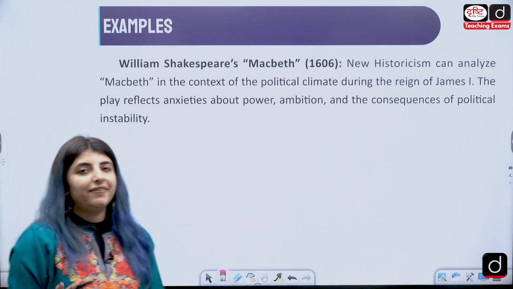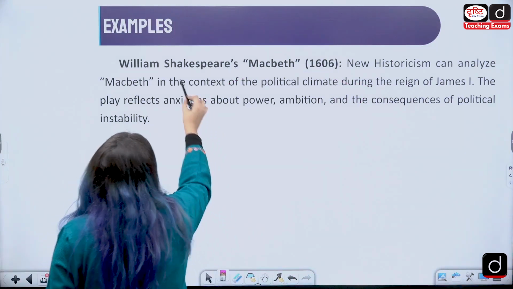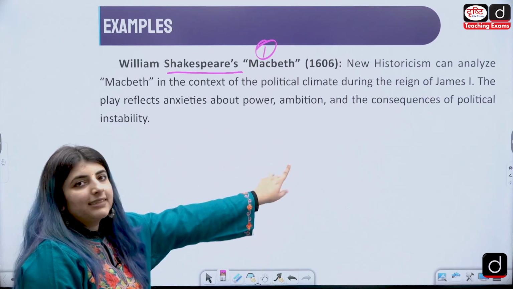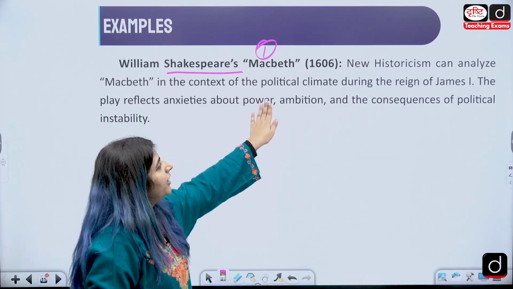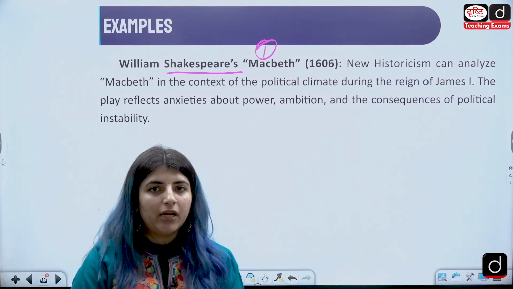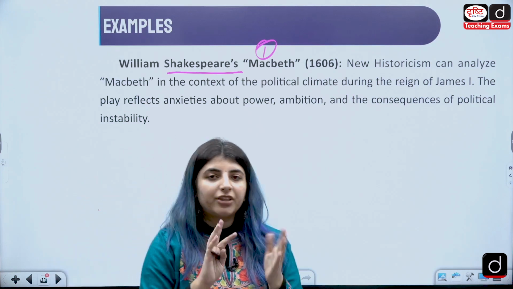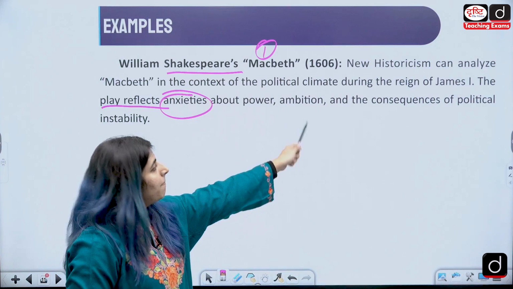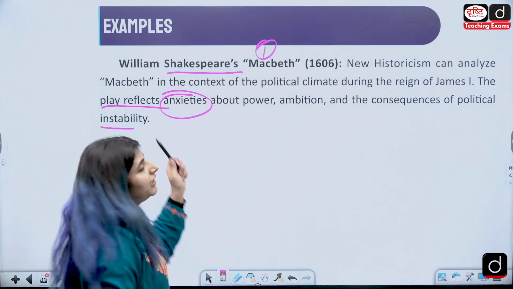Now let's just take a look at the example here. Number one is William Shakespeare's Macbeth, right? New historicism can analyze Macbeth in the context of political climate during the reign of James the First as well, because James the First की reign भी कुछ इतनी अच्छी नहीं हुई थी. The play reflects anxieties about power, ambition, and the consequences of political instability.